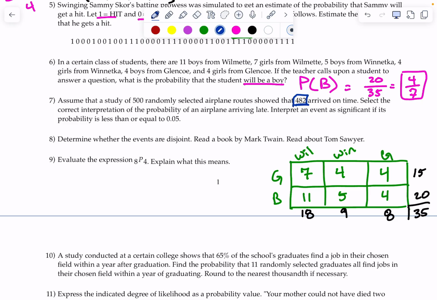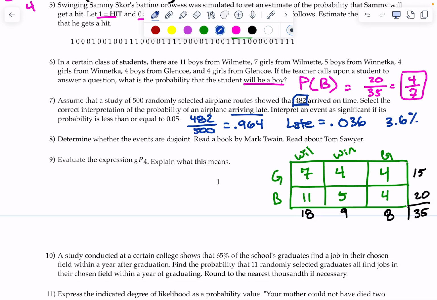482 arrived on time. So 482 out of 500 was on time. What is that as a decimal? It's 0.964. So that was on time, right? So late will be what? 1 minus that, so 0.036, right? Or in other words, 3.6% arrive late.